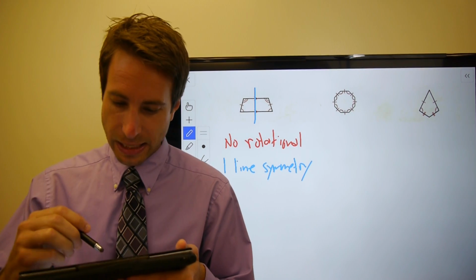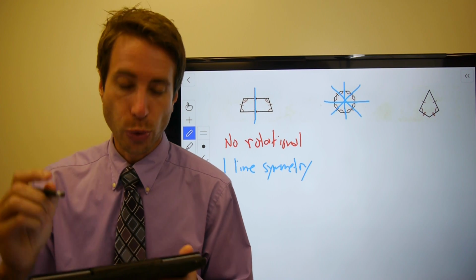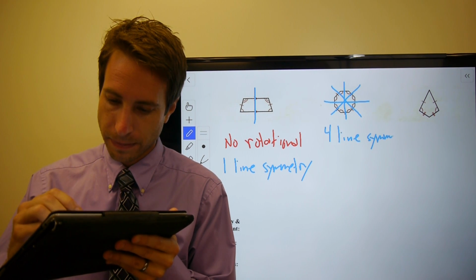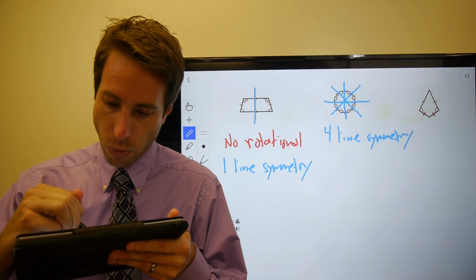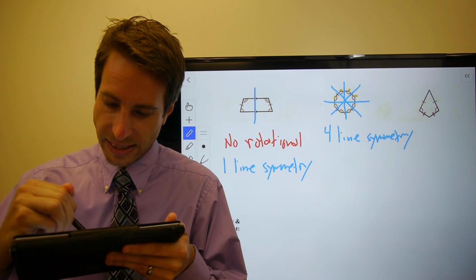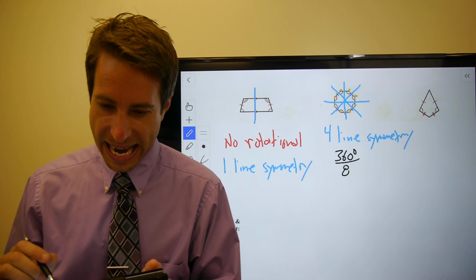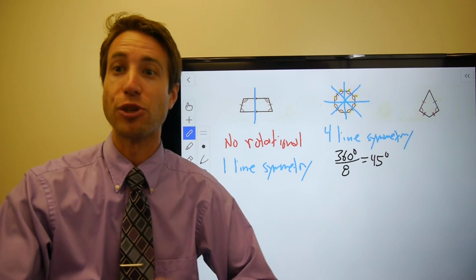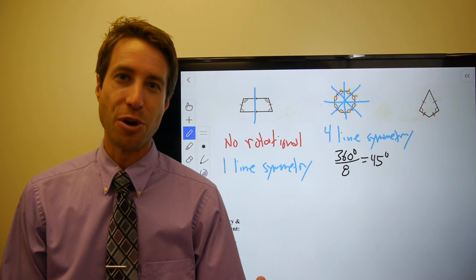Next one. Oh, I do recognize this one from before. There, there, there, and there. So we already know this one had 4 lines of symmetry, but also take a look, right? I've got a number of vertices. 1, 2, 3, 4, 5, 6, 7, 8, which means that 360 divided by 8 puts me at 45 degrees. So every 45 degrees, this object is mapped onto itself. Go ahead and take a look at the last one. Hopefully you can see that you have line symmetry, but no rotational symmetry.